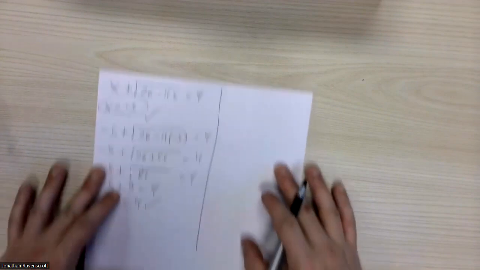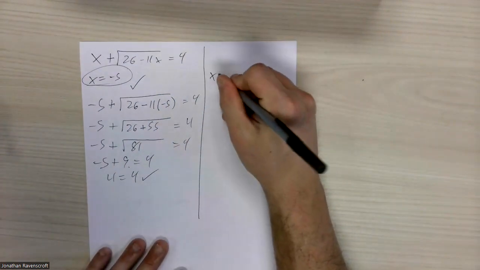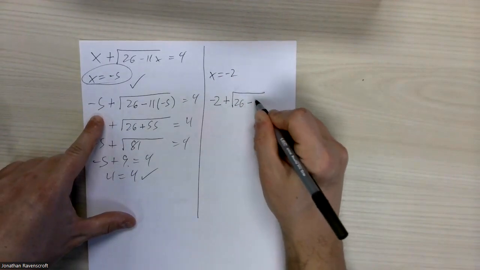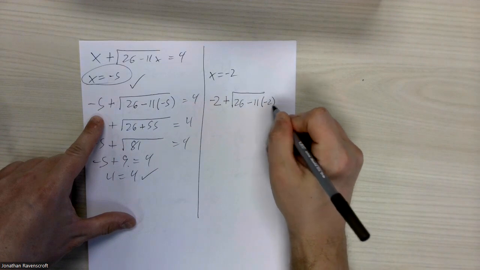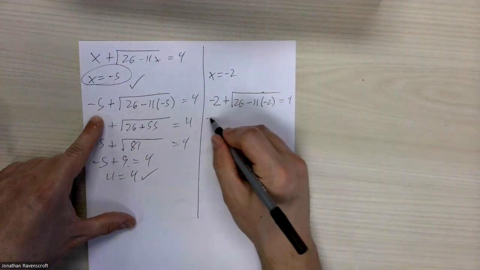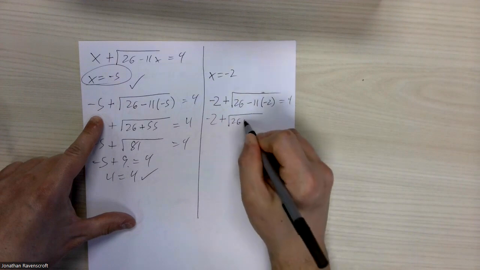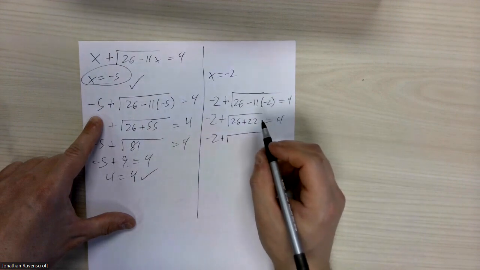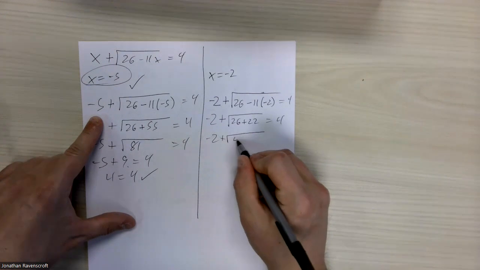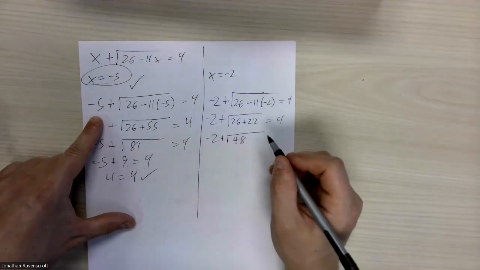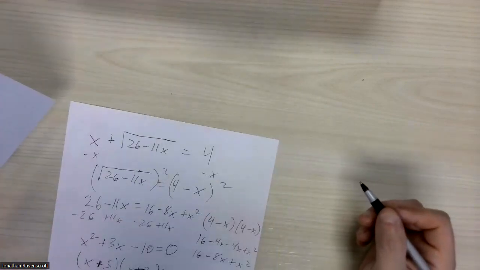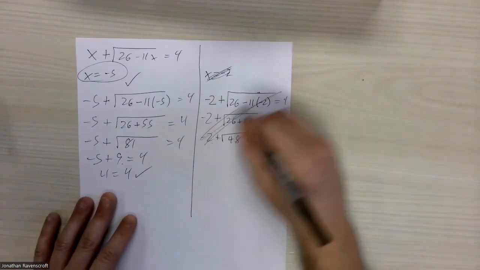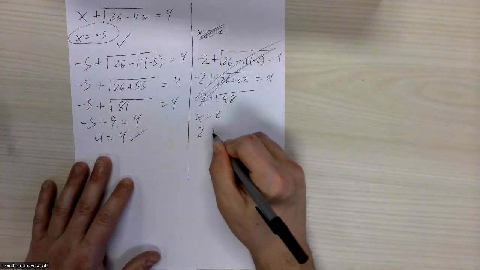What about 2? Let's find out. x equals 2. 2 plus the square root of 26 minus 11 times 2 equals 4. 2 plus the square root of 26 minus 22 equals 4. That's the square root of 4, which is 2. 2 plus 2 equals 4. Positive 2 checks out as well.